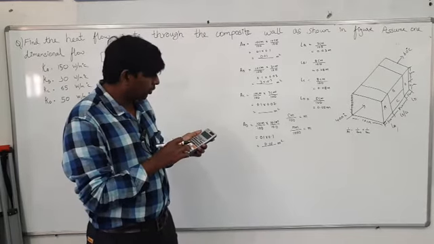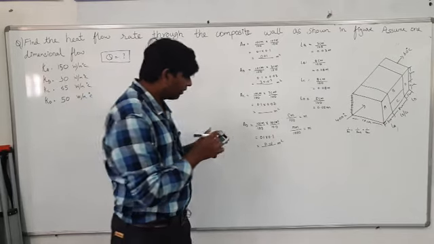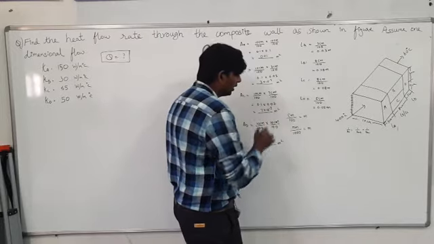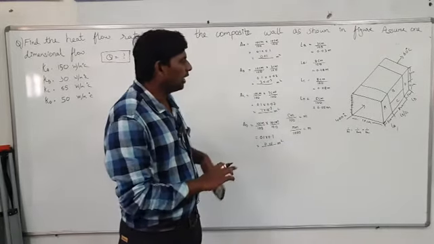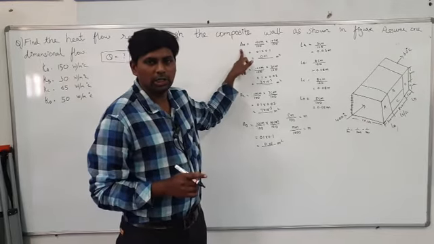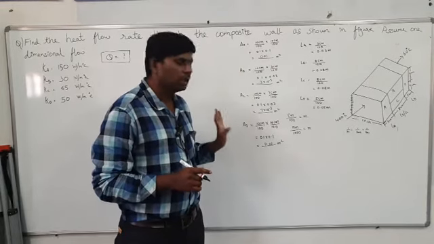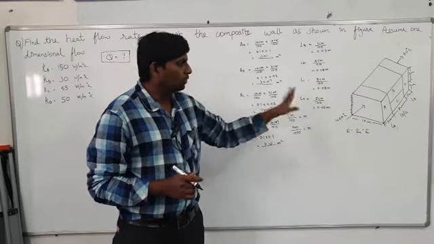After that, 0.1 into 0.07, how much are you getting? 7 into 10 to the power of minus 3. As you can see, you got the values of LA, LB, LC and LD, and you got the areas: component A area, component B area, component C area and component D area. You got the areas and you got the lengths with the help of this diagram.